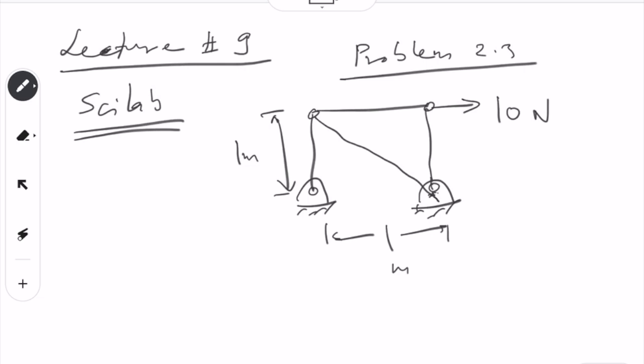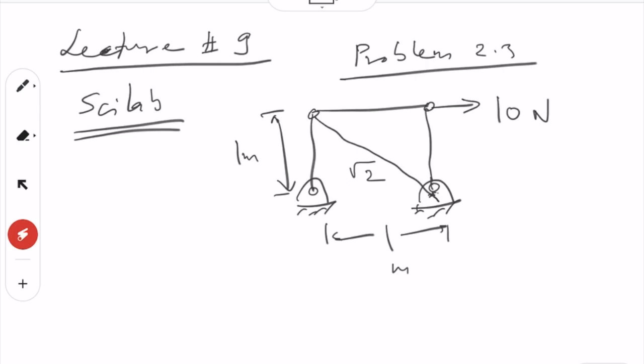Note that we did the programming, however some correction we still need there. One thing is the length of this member will be √2, because the horizontal distance is 1, vertical distance is 1, so this should be a square root 2. Length should be √2 from here to here.